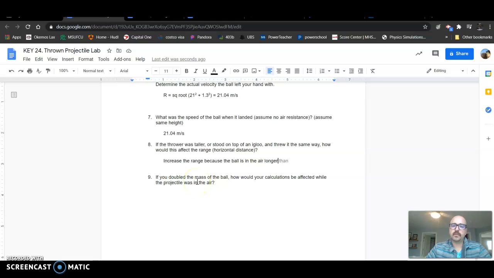And then here, if I doubled the mass of the ball, how would my calculations be affected? Well, they wouldn't be affected. So no effect. And we talked in class, but one thing, it would be harder to accelerate the ball to that initial velocity. So throwing it would be harder, but assuming you got it to the same velocity, it would have no effect on there.